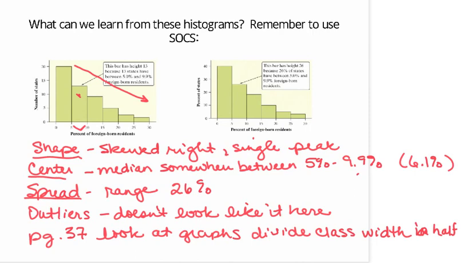And the outliers, based on these graphs, I don't really see any outliers. It doesn't look like there's any data that's separated by any space. It looks pretty uniform, uniformly skewed to the right. Now I'd like you to take a look in your book on page 37, and there's some graphs at the bottom of the page in which they divided the class width in half. So instead of 0 to less than 5, it's 0 to less than 2.5. And what that does is it gives us a much more detailed look at what's happening in the graphs.